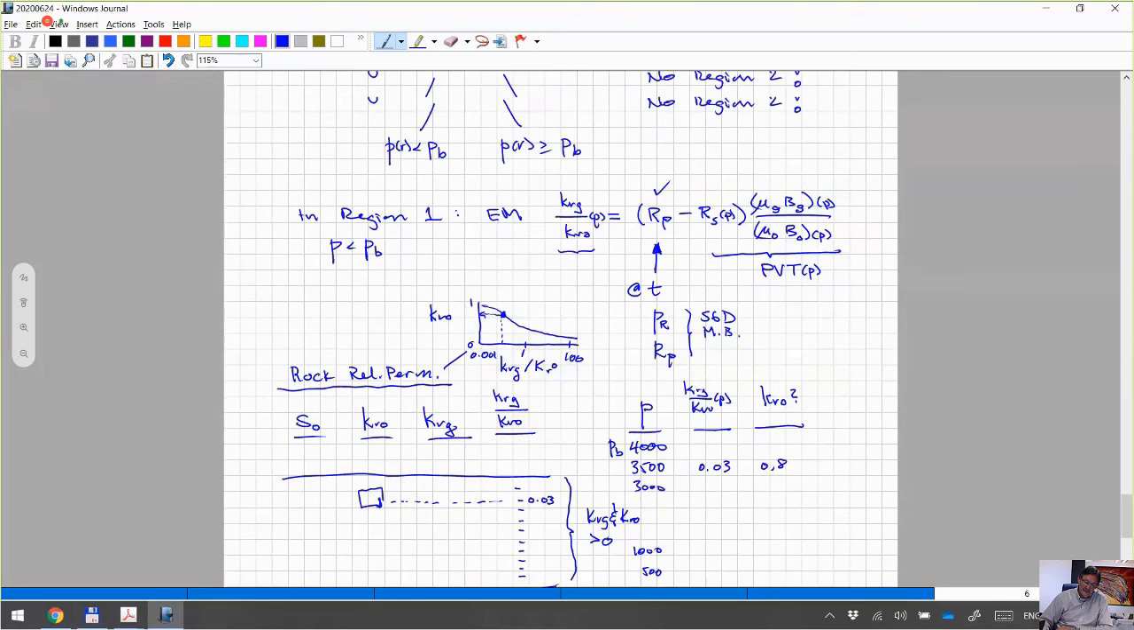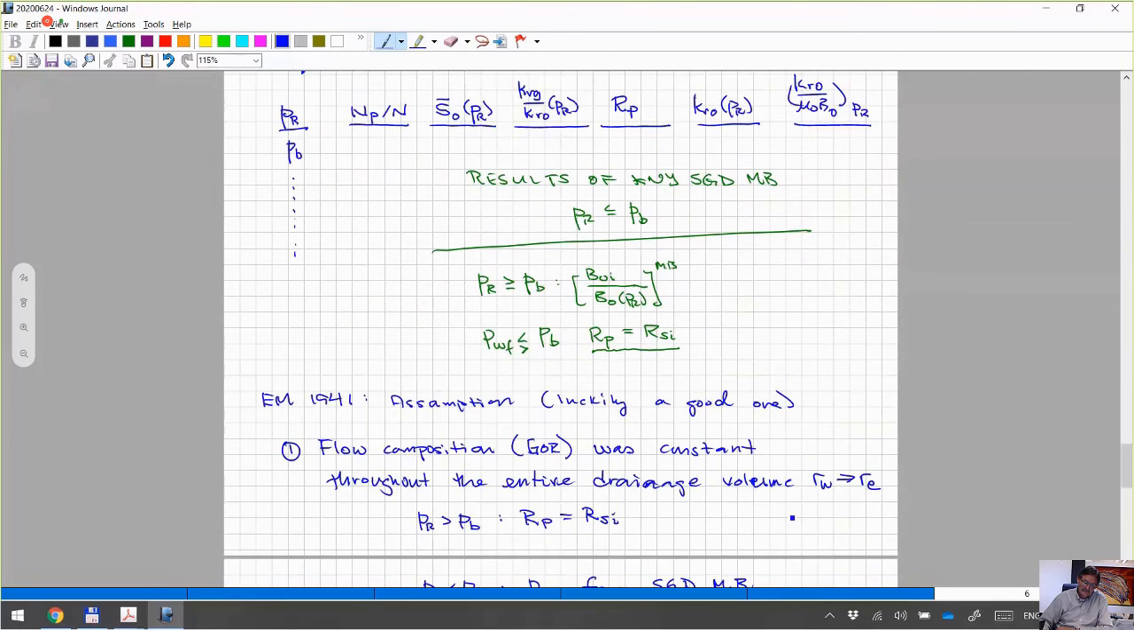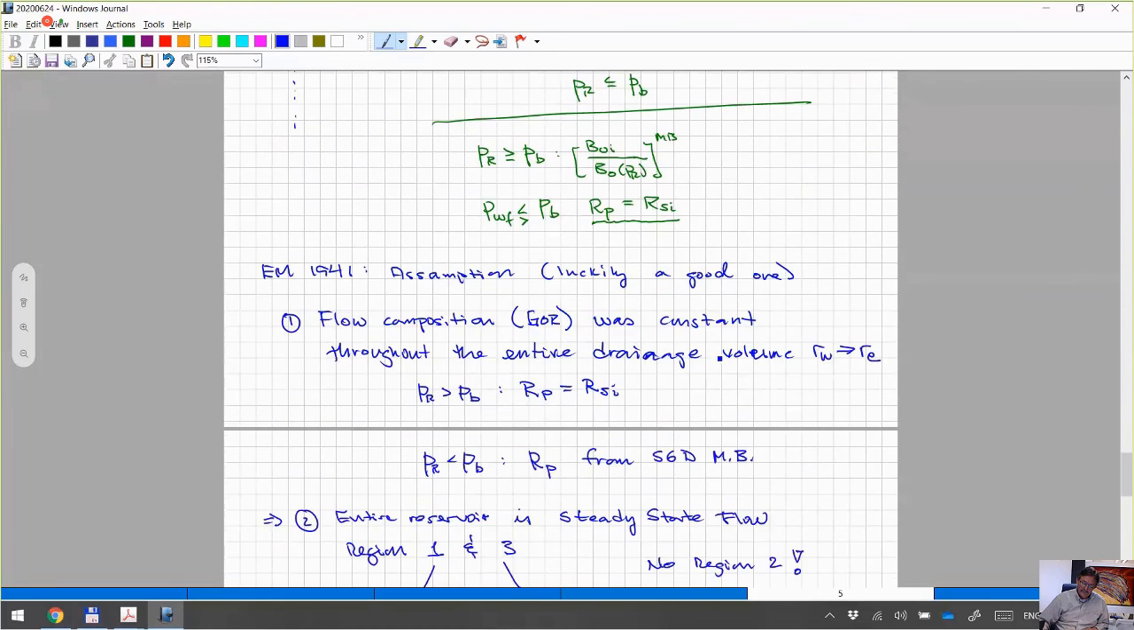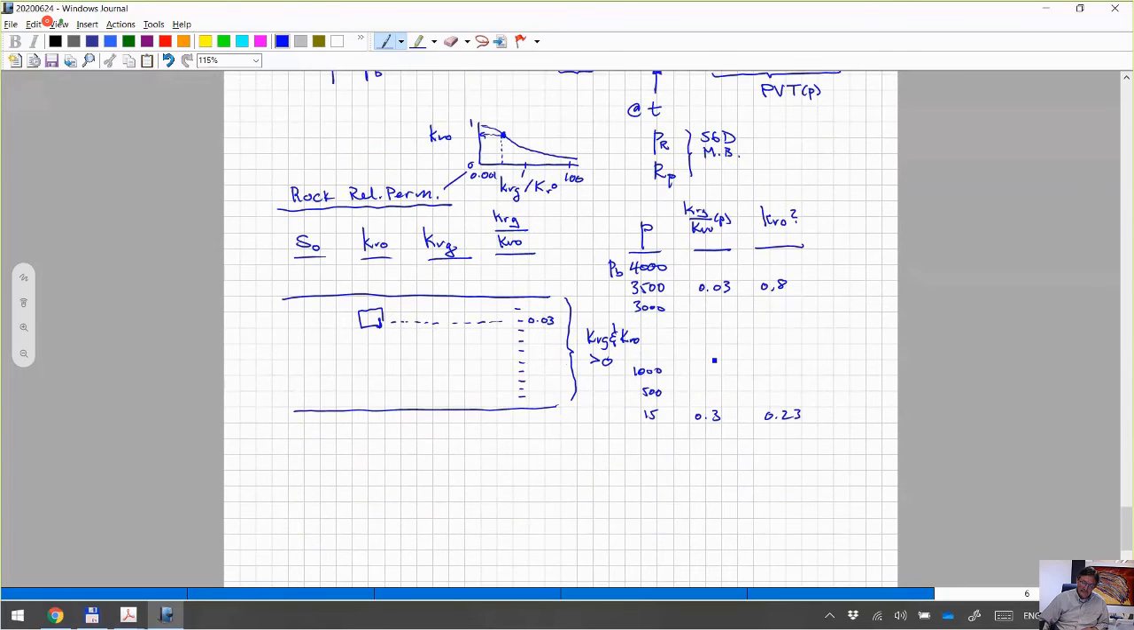And that drives this down, not towards zero, but down kind of towards zero. So the shape of this is the fact that the lower the pressure, the higher the KRG over KRO, the lower the KRO. And then you can get your oil mobility from that.